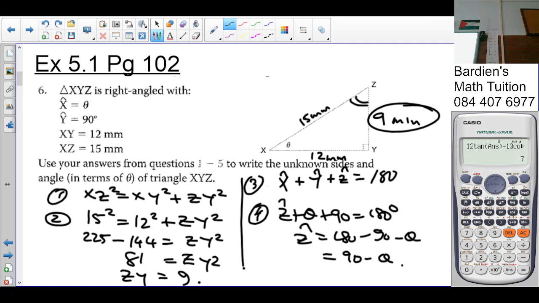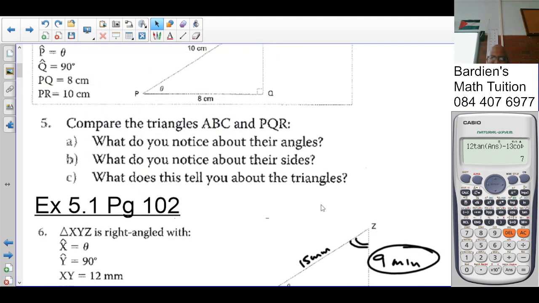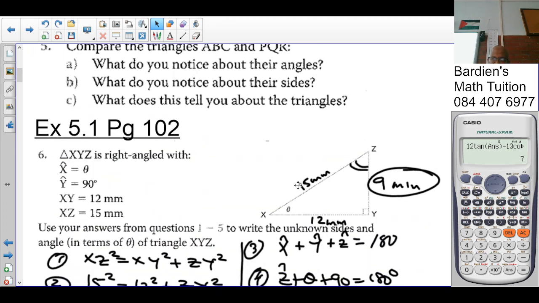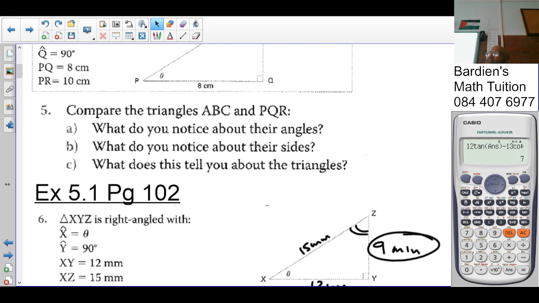What's the fifth question? Okay, that you can't answer because there's only one triangle. But if you take this and compare it to the original triangle, you will see that the angles are the same. What do you notice about the sides? If you go from 5 to 15, 4 to 12, 3 to 9, you're multiplying by 3. So the sides are in proportion. What does this tell us about the triangles? The triangles are similar. Okay, you guys understand?